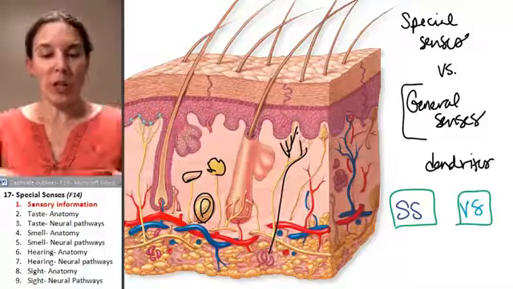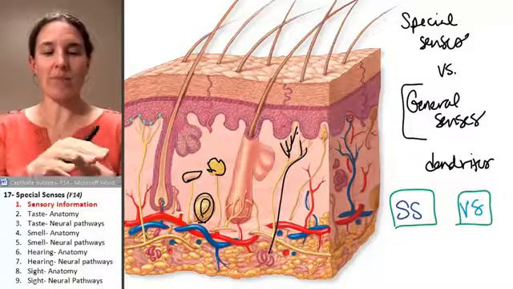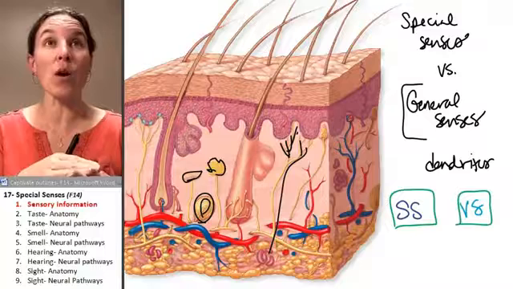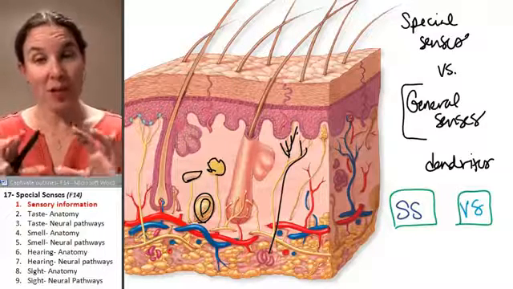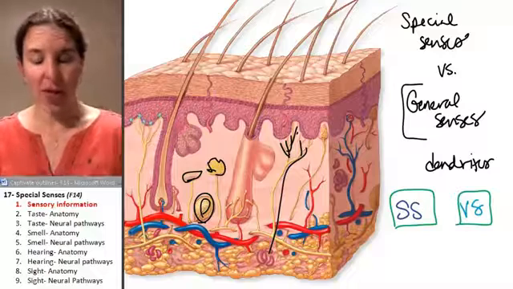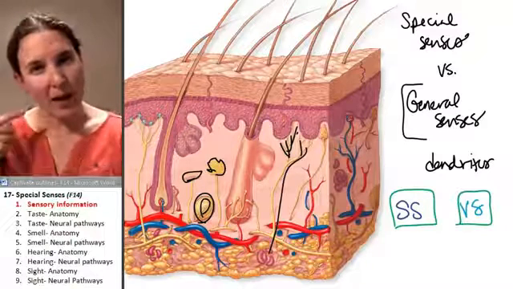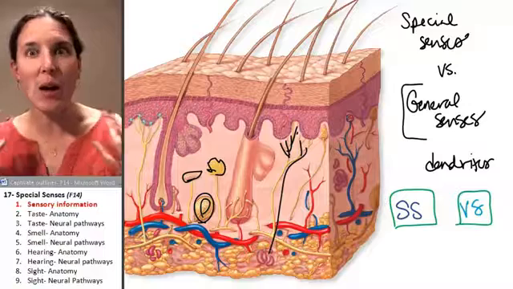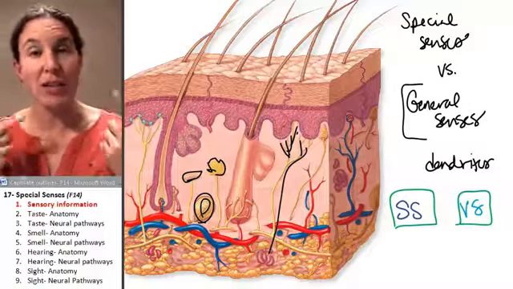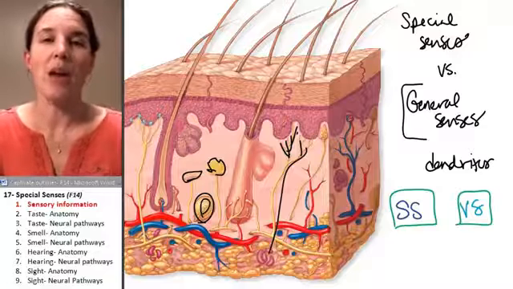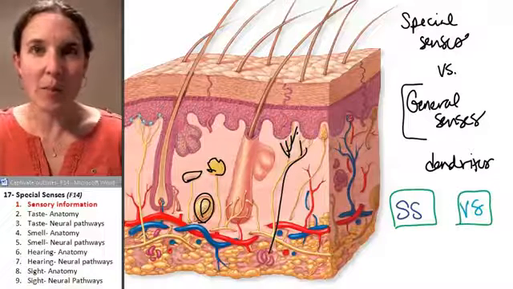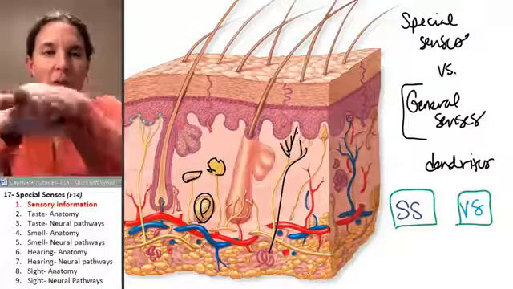We're going to start out by looking at 4 structures. We're going to look at 4 special senses, and we're going to look at the anatomy of the special sensory organ, and then we're going to look at the pathways, like the highways that the information travels on to get to the brain, and what happens to it in the brain. All right, sound like a good plan? All right, on 3, ready, break.